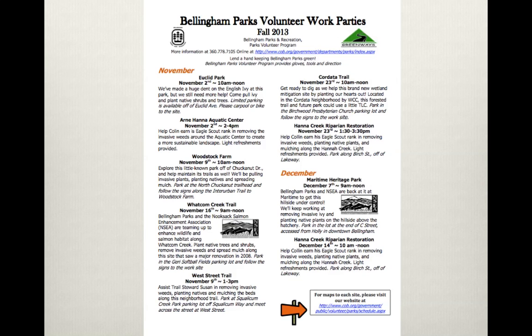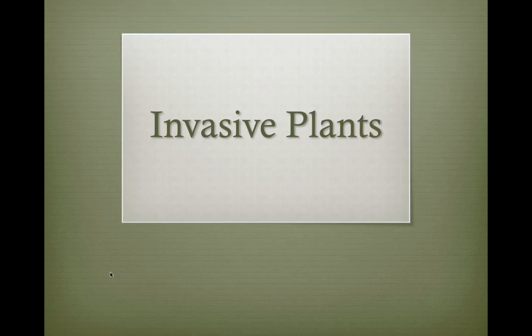I volunteered at Woodstock Farm, and we worked on a small hillside pulling invasive species, planting sword ferns, and spreading mulch. Invasive plants are introduced species that can thrive in areas beyond their natural environment. These plants are usually very adaptable, aggressive, and have a high reproductive capacity. They outcompete native plant species, and that is why we try to get rid of them.